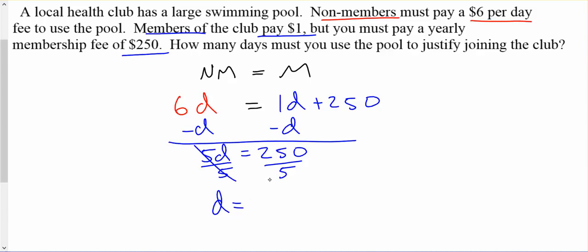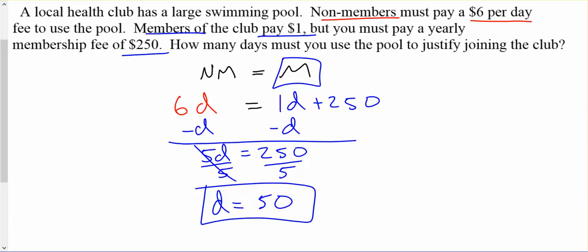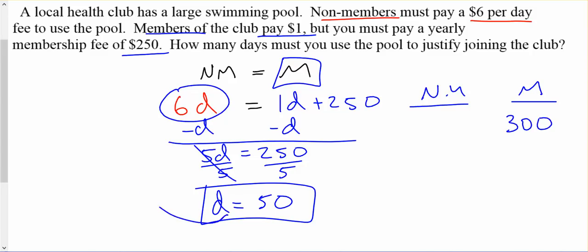And D equals 50. So after the 50th day going to the pool, a member would start getting a break because you'd have non-members and members. The member on the 50th day, they've paid $250, right? Plus $1 per day, so that's $300. That's on day 50. And the non-member is paying 50 times 6, which would be $300.